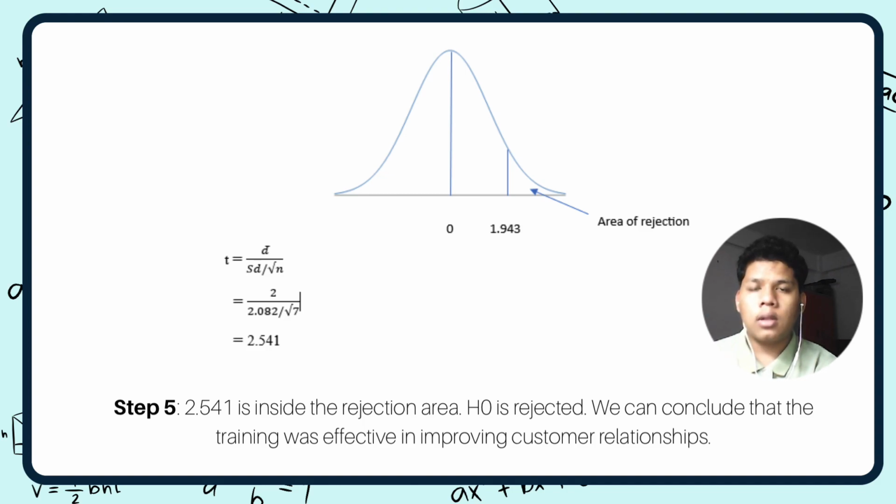After we have done step 4, we will be moving to step 5, which is the conclusion. So 2.541 is inside the rejection area because the calculated t is larger than the critical value. So H0 is rejected. We can conclude that the training was effective in improving customer relationships.